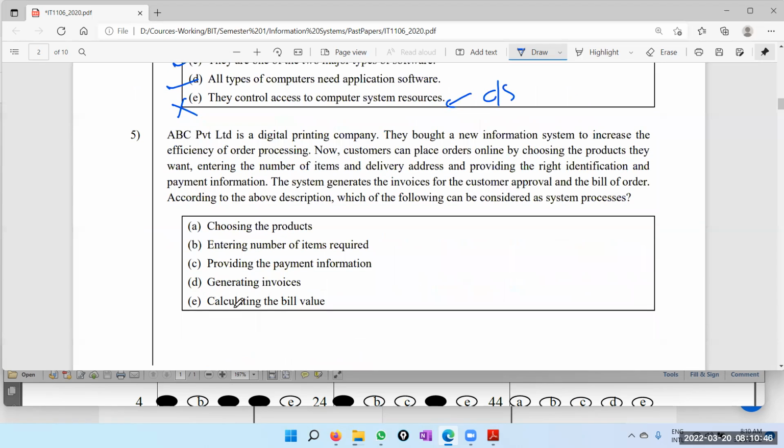Right, fifth one. ABC Private Limited is a digital printing company. If you have not done that for this paper, at least do it for the other papers, because you have to be productive. You have to have some objectives in your education.